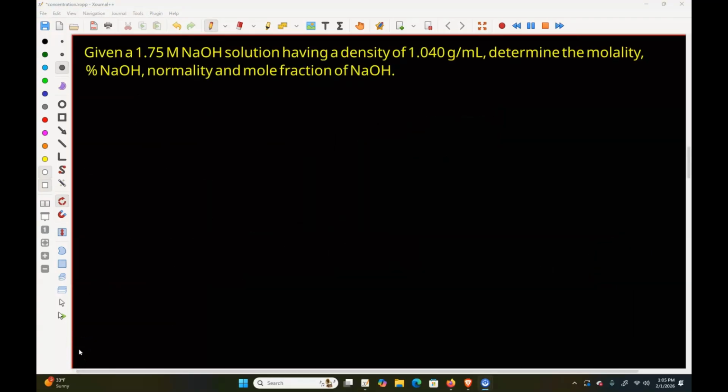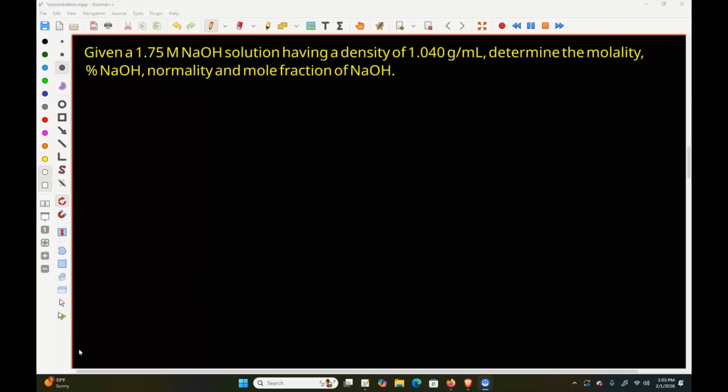Given a 1.75 molar sodium hydroxide solution having a density of 1.040 grams per milliliter, determine the molality, the percent sodium hydroxide, normality, and the mole fraction of sodium hydroxide.